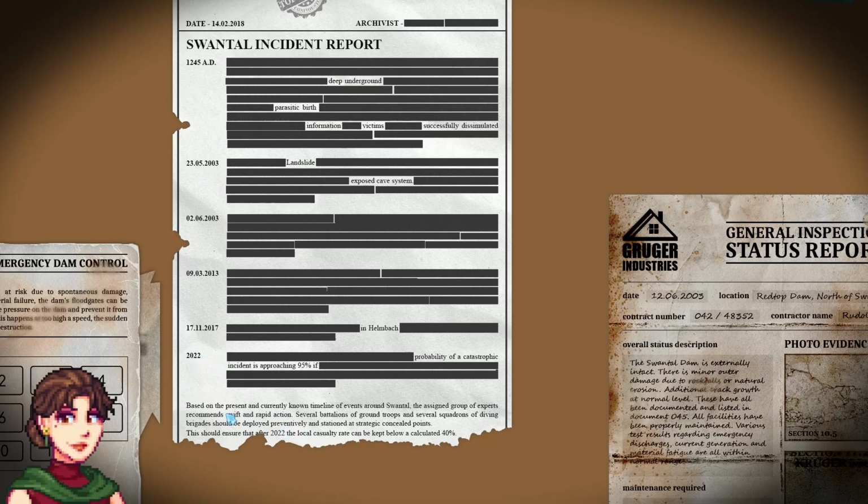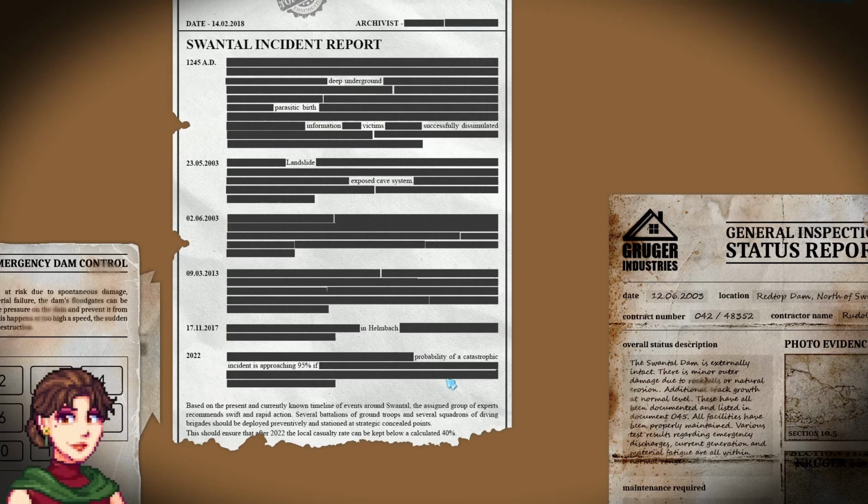2022. Interesting. Based on present currently known timeline of events, the Cyan group of experts recommends swift and rapid action. Several battalions of ground troops and several squadrons of diving brigades should be deployed preventively and stationed at the strategic concealed points. They should assure that after 2022, the local casualty rate can be kept below a calculated 40%.